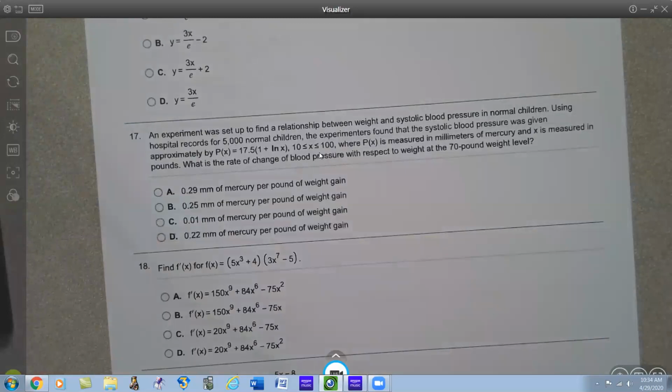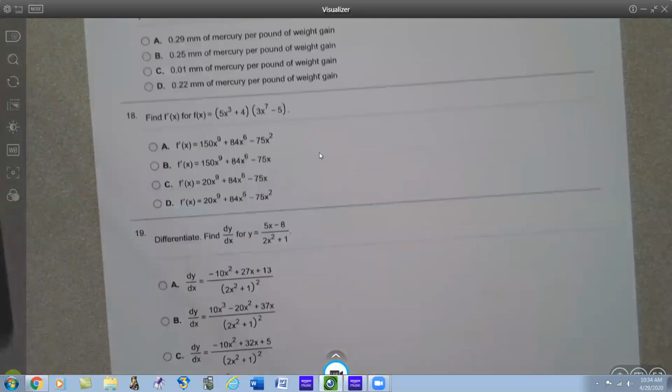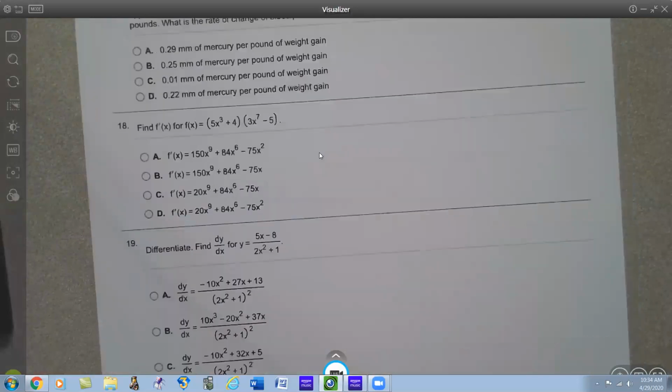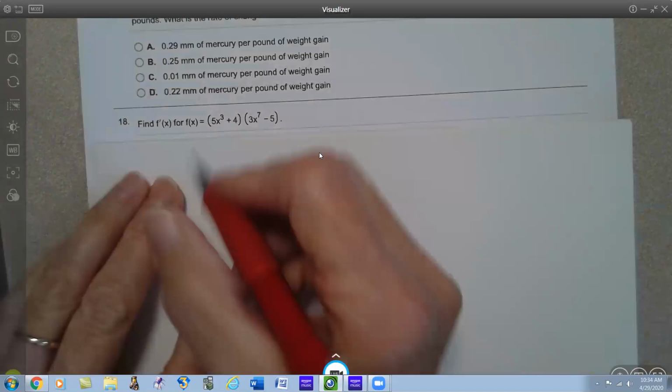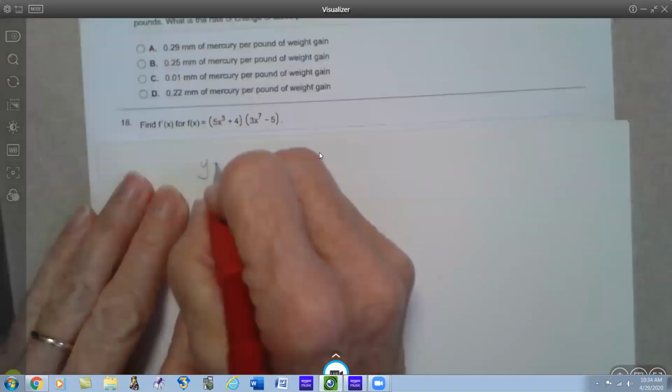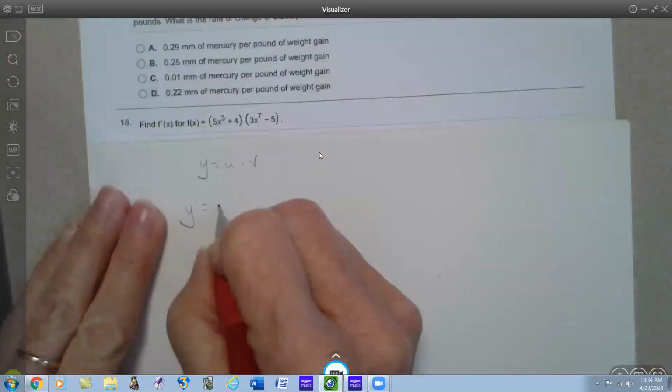Now 18 and 19. 18, technically, you could FOIL that and get the derivative. When I ask you to find the derivative, I'm not telling you how you're going to have to do it, but I could do the product rule on that or FOIL it. And remember, in your product rule, if you've got y is equal to u times v, remember y prime is v times u prime plus u times v prime.